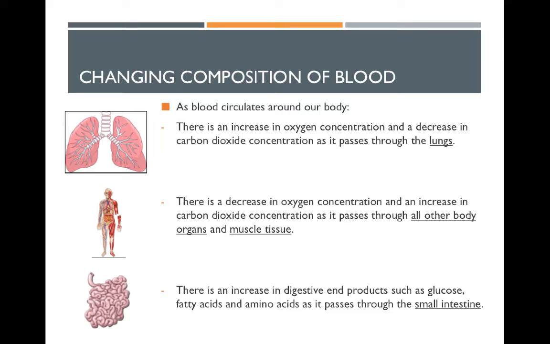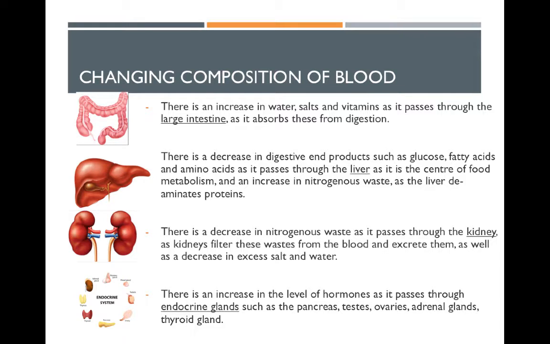Okay, so then as blood moves through the small intestine, there's an increase in digestive products. So glucose, fatty acids, amino acids, they're all things that we eat. And as it passes through the small intestine, those things get absorbed into our blood. So the amounts in our blood increase. Our large intestine is also part of digestion, but it's in charge of absorbing water, salts and vitamins. So as blood passes through the large intestine, there's an increase in those three things. So more water, more salts, more vitamins.